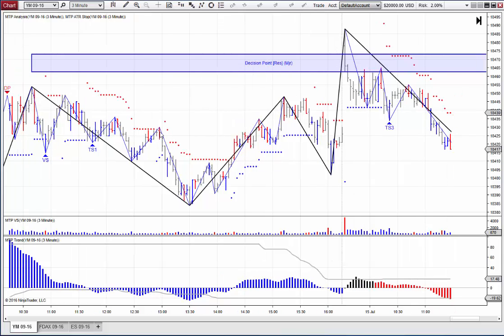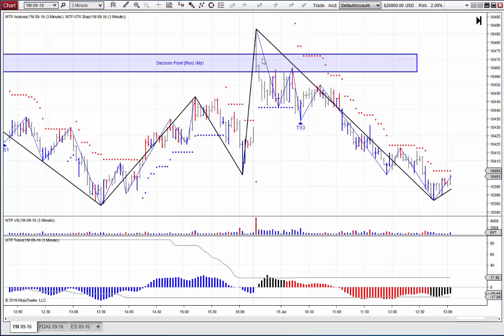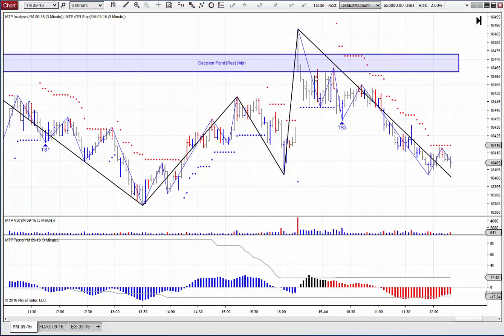That's different from if I do it from here. It tells you it's an intermediate resistance area. So this one's only intermediate, this one's a major. This tells you there is major resistance in this area, and as you can see, that's where the YM made the high of the day. The market started to decline.